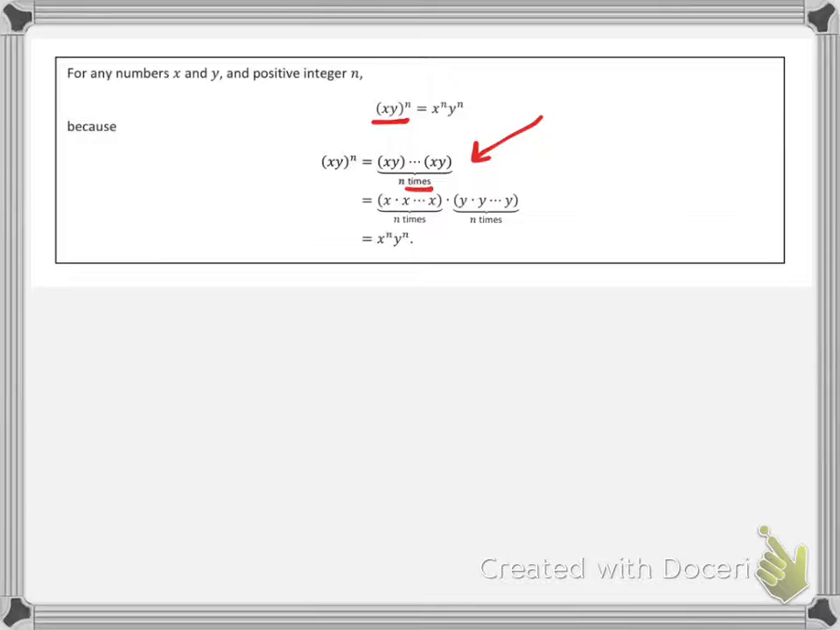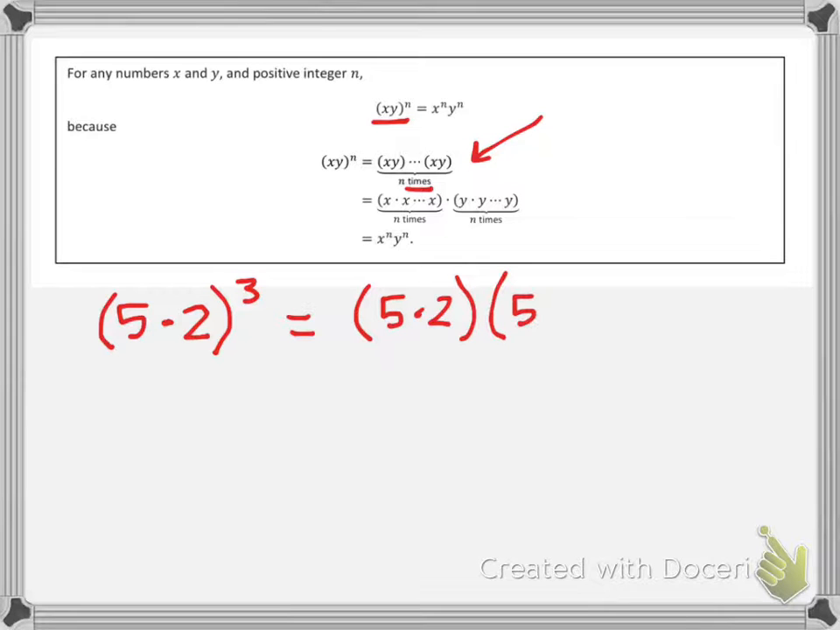So let me give you an example here. Let's say we have 5 times 2 to the 3rd power. What that means is we're going to repeatedly multiply the base, which is 5 times 2, 3 of them. So I'm going to put 5 times 2 again, and then another 5 times 2. All of these are multiplied together. And then notice what we get here: we've got 3 different 5s that are multiplied together. That can be written as 5 to the 3rd power.